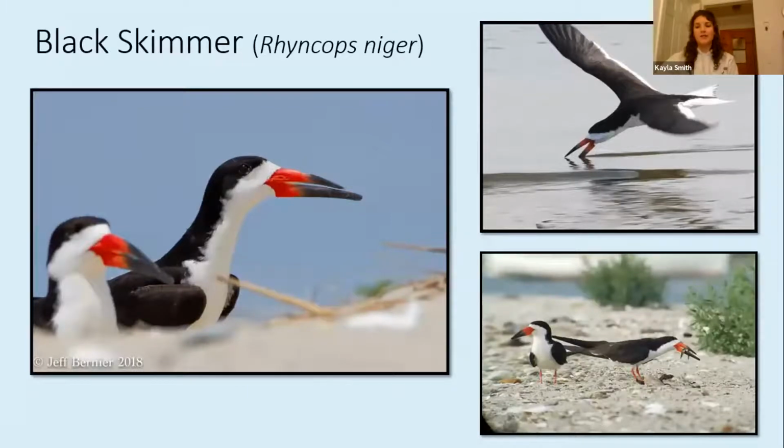Black skimmers are a colonial nesting seabird. They have a very distinctive bill. The upper mandible is shorter than the lower mandible, and they get their name from the graceful way that they skim the surface of the water, searching for small fish and invertebrates. Their odd-looking bill and their barking-like call make them very fun to watch and monitor.